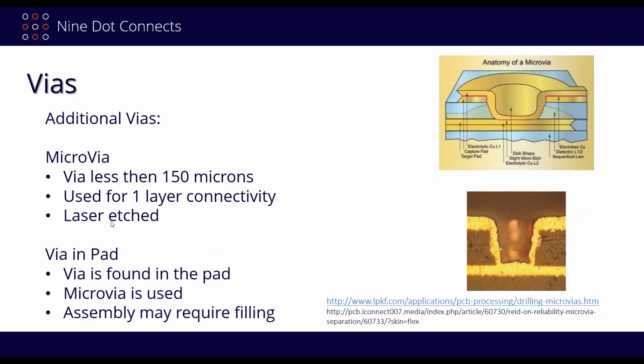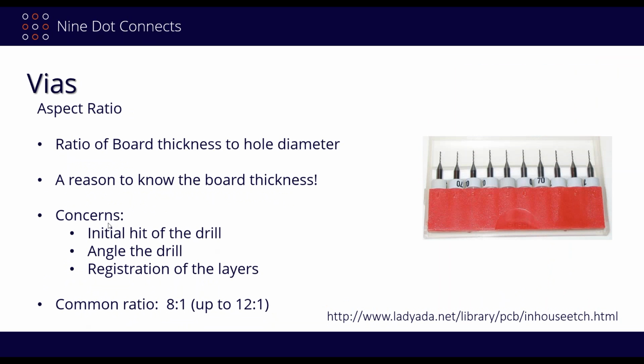One of the things that we have to understand about vias is the concept called the aspect ratio. Obviously we want to have small holes, but we have to have holes that are realistic, that we can actually drill. So it's a ratio of board thickness to hole diameter. And so yet another reason that we need to know the board thickness. That board thickness seems to kind of come back again and again and again.